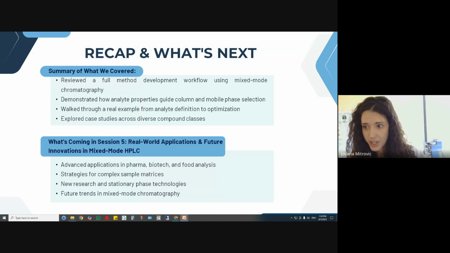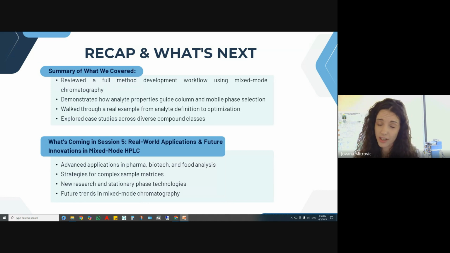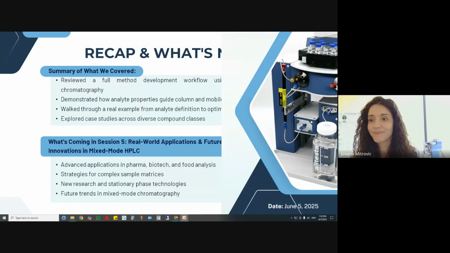In our next session, we'll dive into advanced applications in pharma, biotech, and food analysis. And we'll also discuss new research, innovative stationary phases, and what's on the horizon for mixed mode chromatography as well.